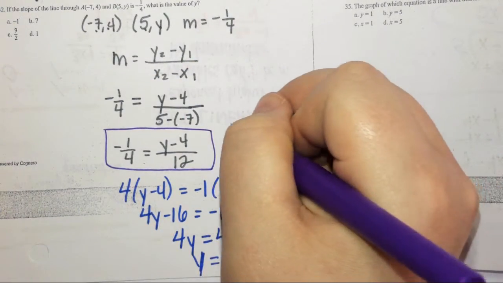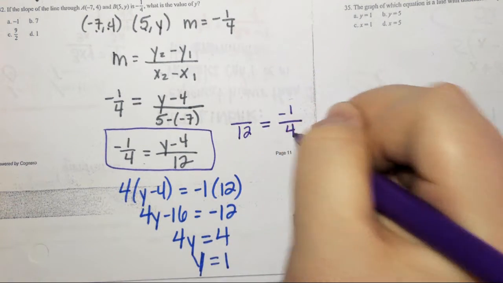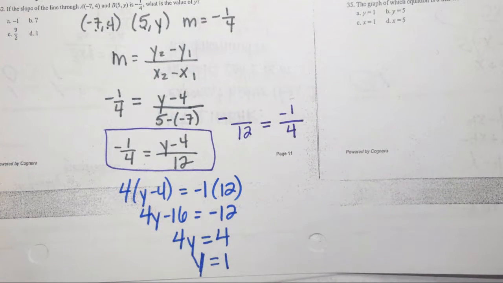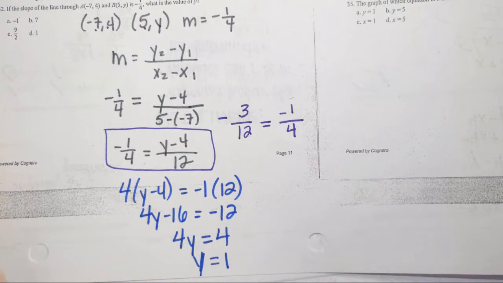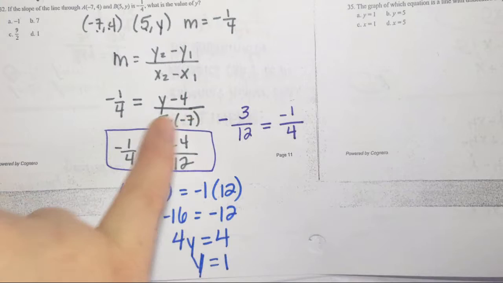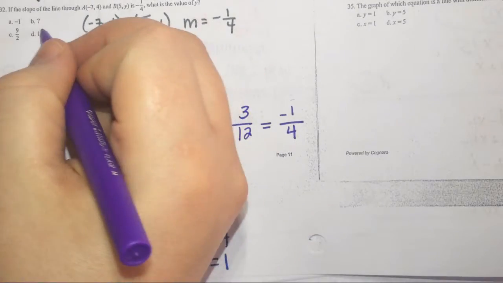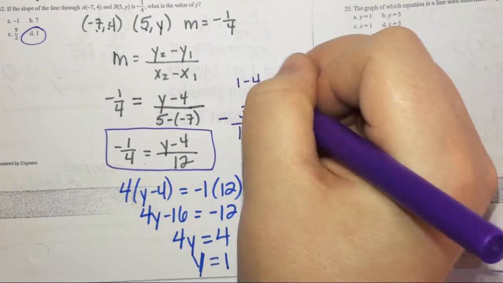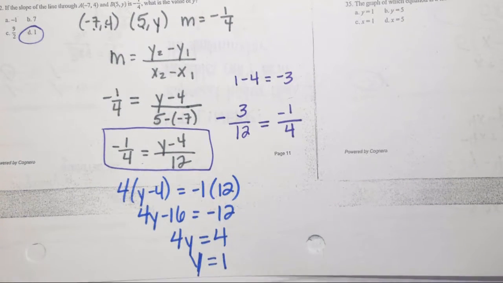So I went to here, and I said, okay, I somehow need something over 12 to reduce to negative 1/4. So I knew I needed it to be negative in the numerator. And I also realized I needed it to be a 3, because 3 over 12 reduces to 1 over 4. So I asked myself, what do I need to plug in for my answer choices so that numerator is a negative 3? And that's why I knew it was D, because 1 minus 4 really is that negative 3. So that's how I figured it out.